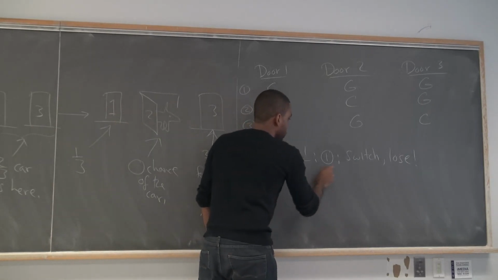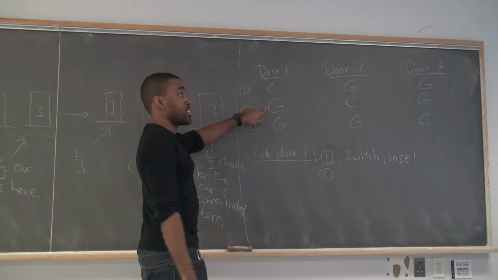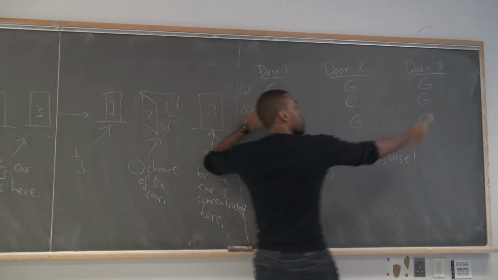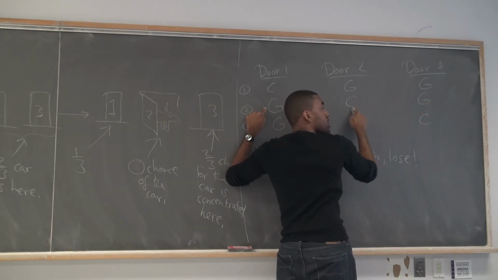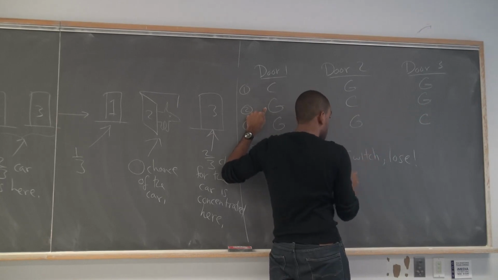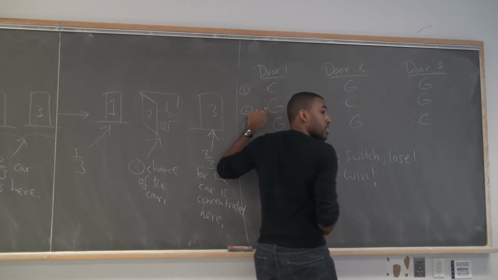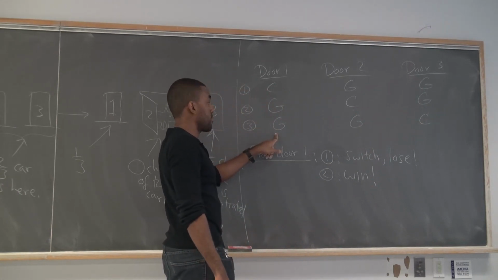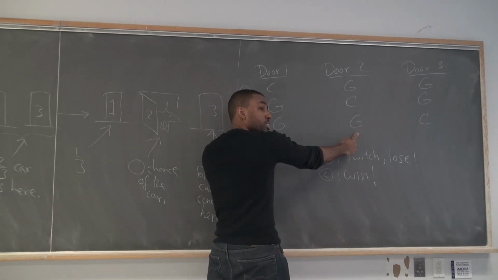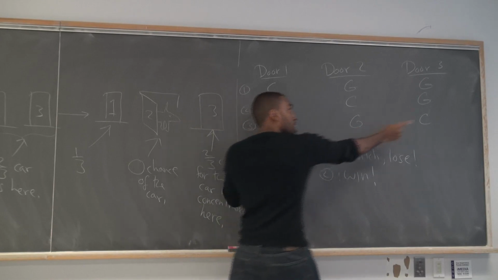Let's talk about case 2. You pick door 1, that's a goat. Now he'd have to show you door 3 that there's a goat, which means if you switch to door 2, you get the car. Let's talk about the third situation. You pick door 1. He shows you door 2, which means if you switch, you get the car.